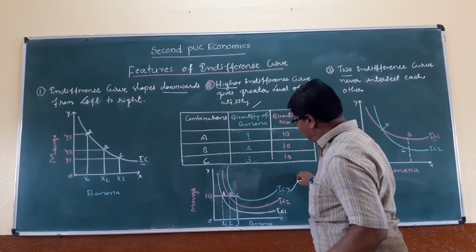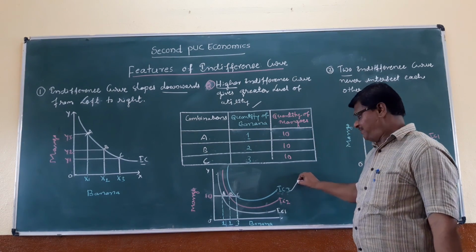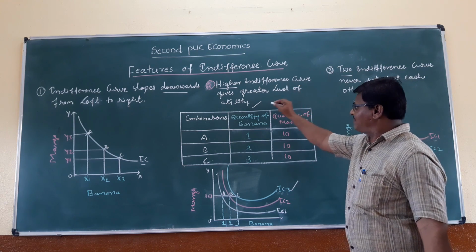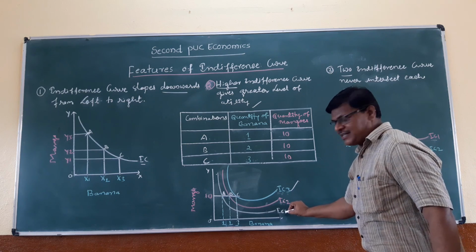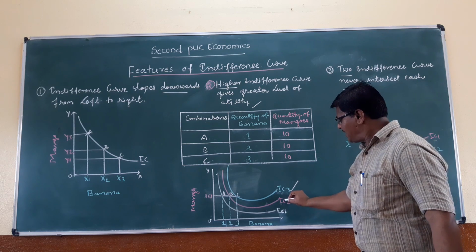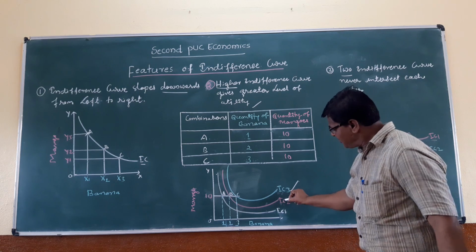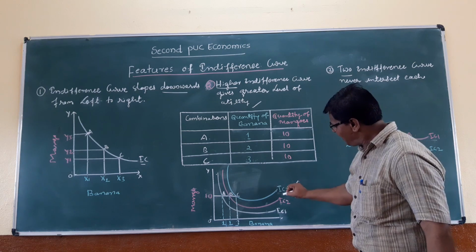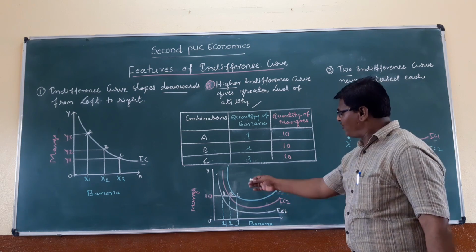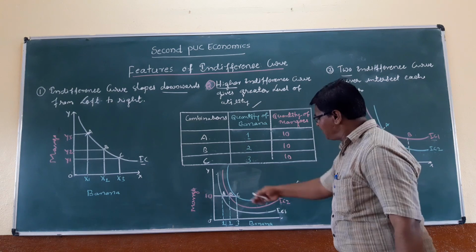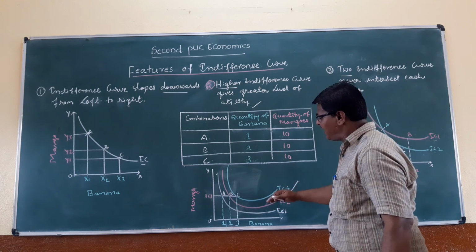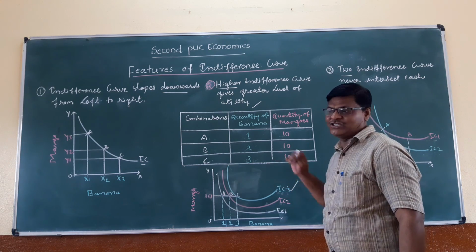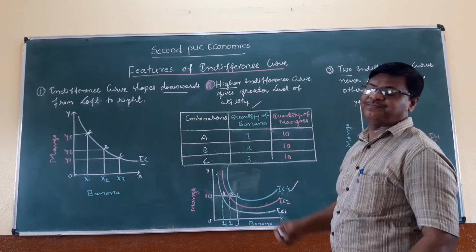IC3 gives the higher level of satisfaction. The higher indifference curve gives a greater level of utility. IC1 is the first indifference curve, IC2 gives more satisfaction than IC1, and IC3 gives more satisfaction than IC2. These three indifference curves give higher and higher utility to the consumers.